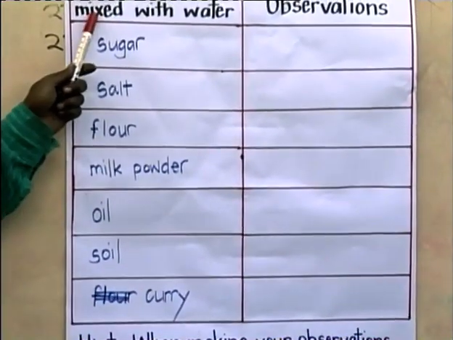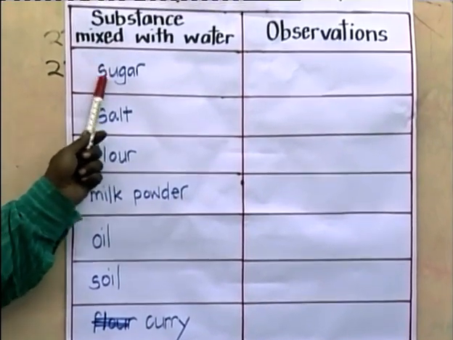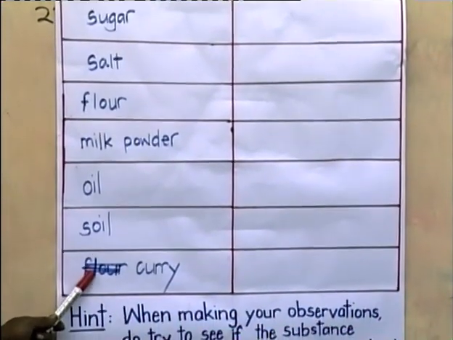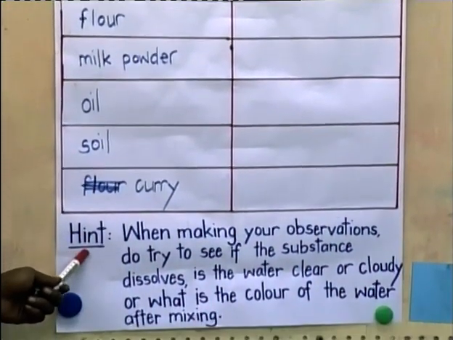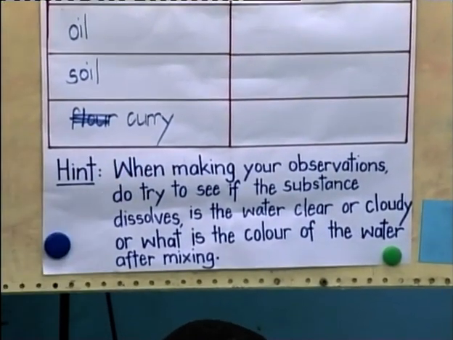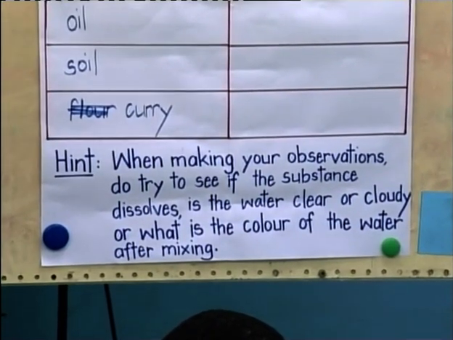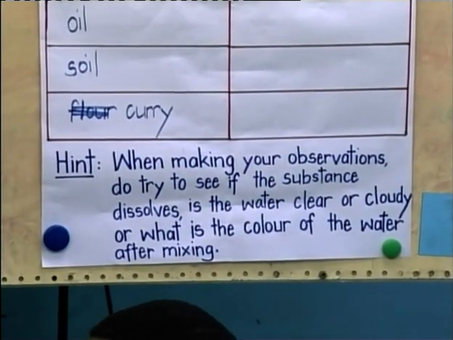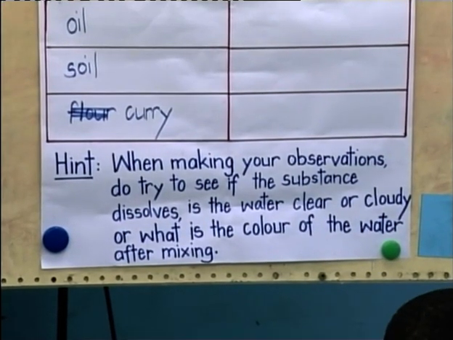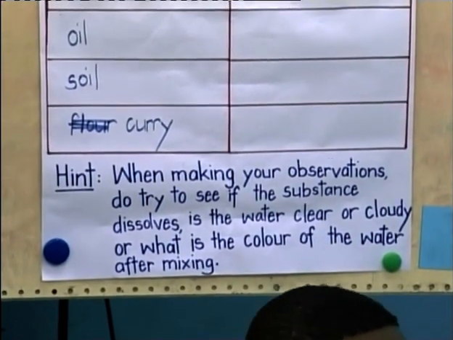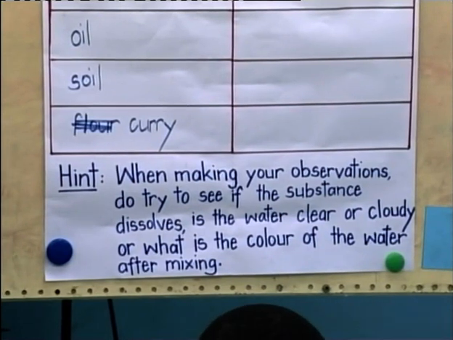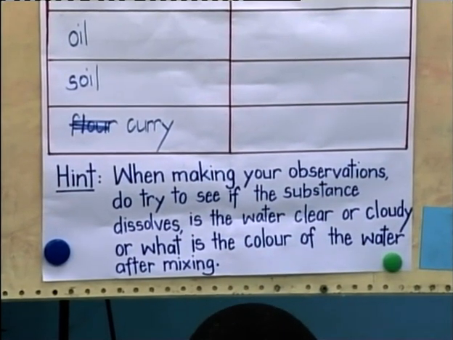Okay, so you should have your table like this. We are going to be working with sugar, salt, flour, milk powder, oil, soil, and curry. Now, the hint at the bottom here: when you are making your observations, do try to see if the substance dissolves. Is the water clear or cloudy? Or what is the color of the water after mixing?